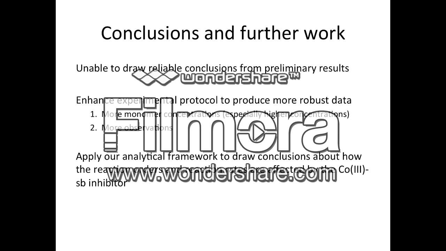Since we are unable to reliably report results due to the quality of our preliminary data, we would like to perform further experiments in the future with an enhanced experimental protocol where we would do more runs with higher monomer concentrations and perform more observations so that we can get better resolution of the aggregation period. With better data, we could use our analysis and fitting procedure to produce results and draw conclusions about how the cobalt inhibitor affected the reaction orders and rates.